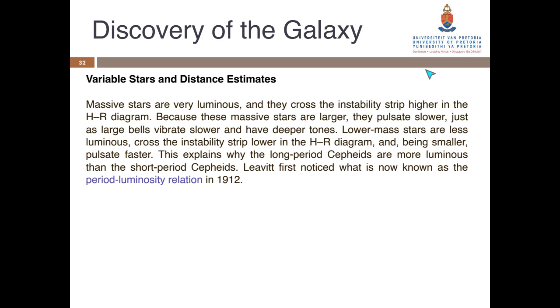Massive stars are very luminous, and they cross the instability strip higher in the HR diagram. Because these massive stars are larger, they pulsate slower, just as large bells vibrate slower and have deeper tones. Lower mass stars are less luminous, cross the instability strip lower in the HR diagram, and being smaller, pulsate faster. This explains why the long period Cepheids are more luminous than the short period Cepheids. Leavitt first noticed what is now known as the period luminosity relation in 1912.